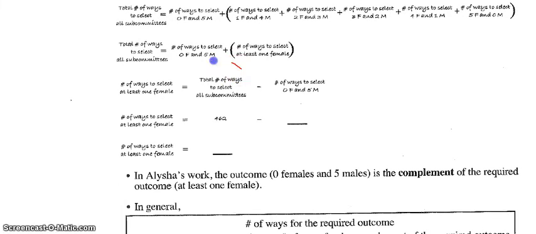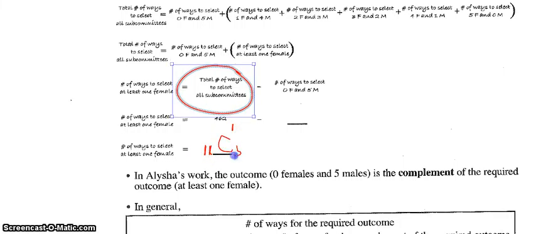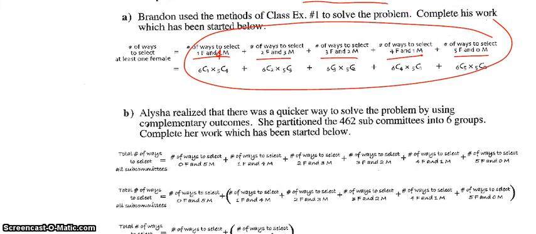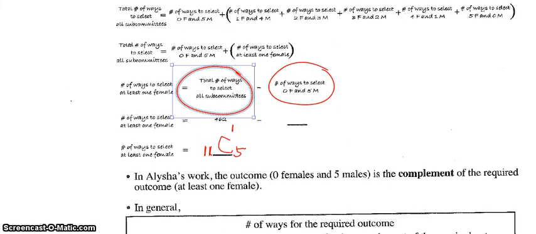The total number of subcommittees, no restriction, which is 11C5. You take away the number of ways that have no female. All right, so there are 6 females. So no female, which means all of them are 5 males. So take away 5 males, 5. All right. So anyway, so that will be the answer.